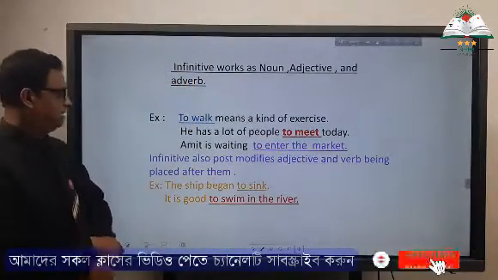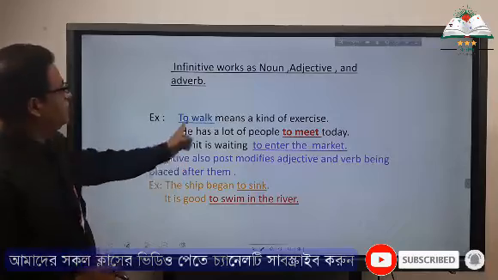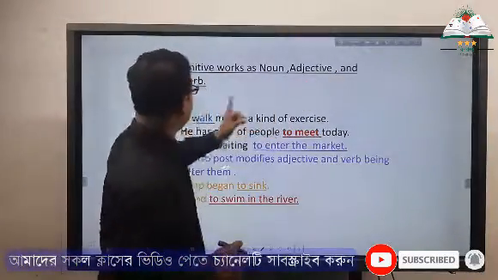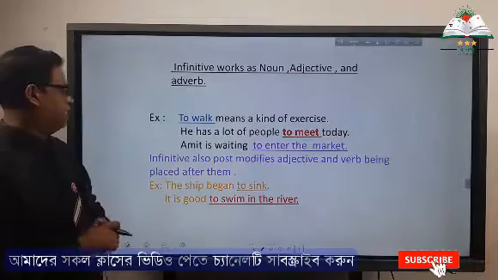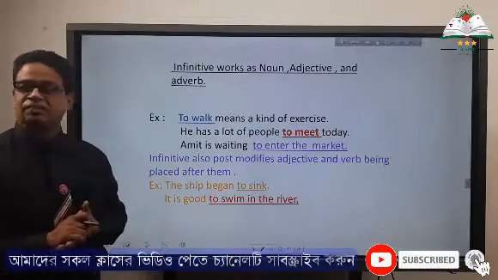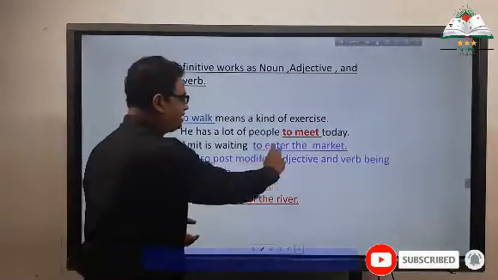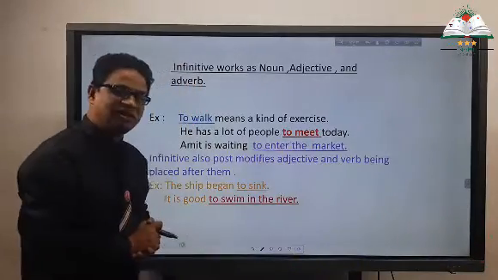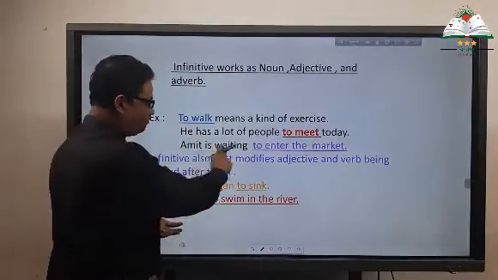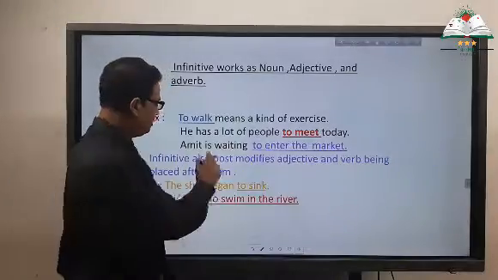Come to the third example, and that is showing infinitive that is being used as adverb. Amit is waiting to enter the market. Here to enter the market is a kind of infinitive phrase that has been used after verb as a post modifier of verb.